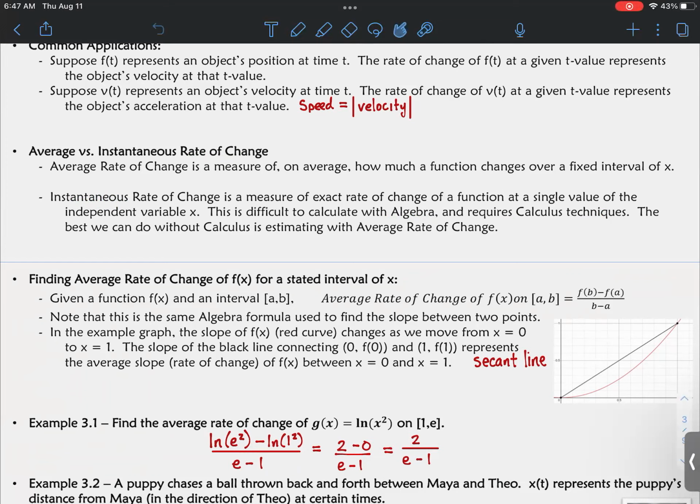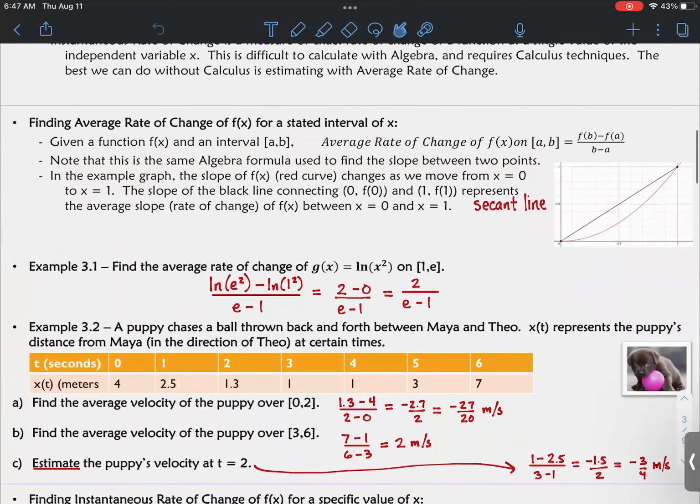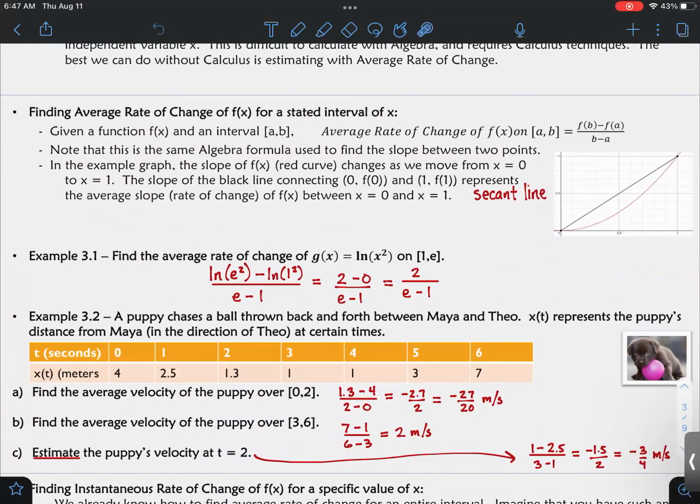So let's go back to average rate of change and talk about how to find that. The formula that we use for this looks very similar to the slope formula from Algebra 1. How do you find the slope of a line segment connecting 2 points? You might have learned it as y2 minus y1 over x2 minus x1. Here I write it as f of b minus f of a, which is a difference of y values, over b minus a, which is a difference in x values.